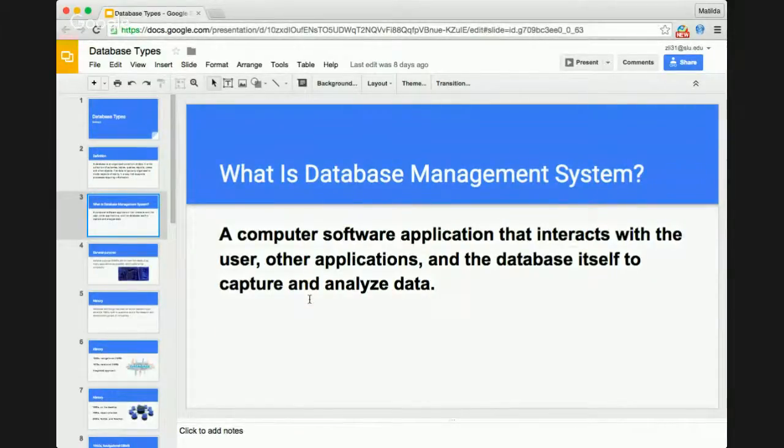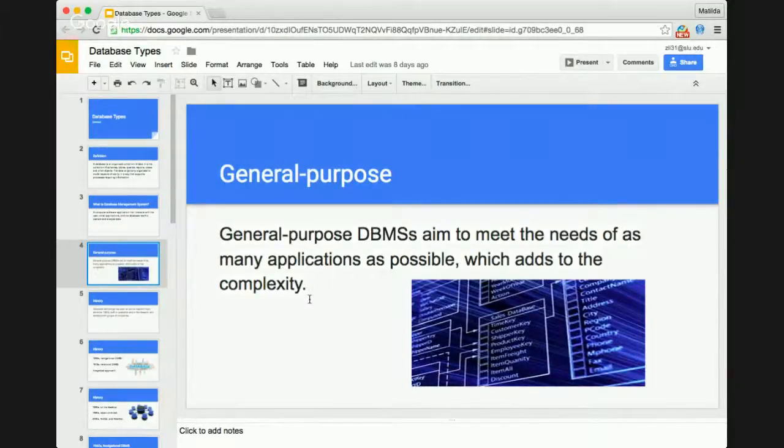What is a database management system? It is a computer software application that interacts with the user, other applications, and the database itself to capture and analyze data. The general purpose of a database management system is to meet the needs of as many applications as possible, which adds to the complexity.